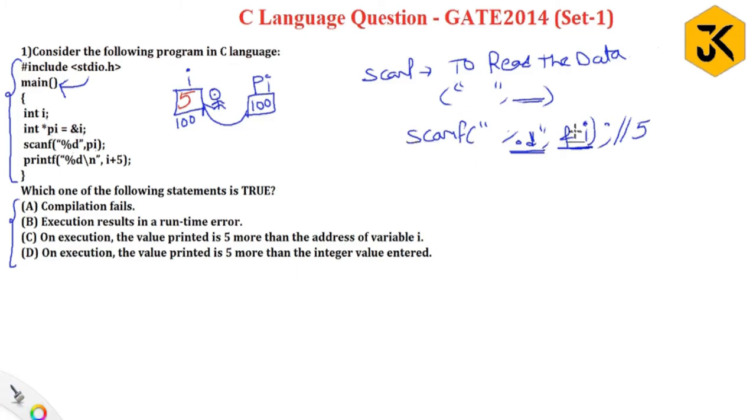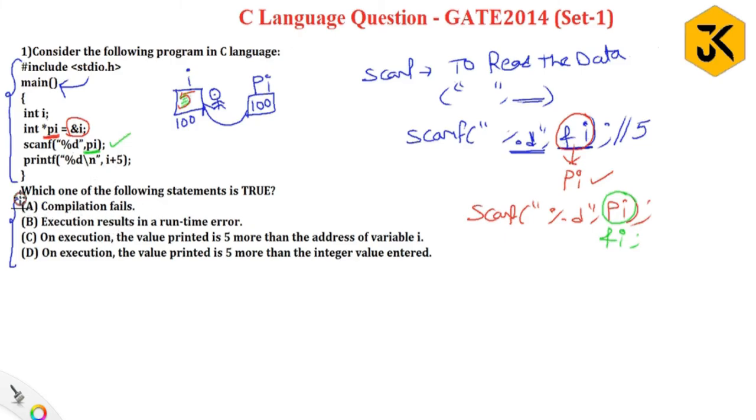Similarly, observe here: this &i is assigned to pi. So instead of &i, can I write pi? Yes, I can write it. That is what they have written, scanf("%d", pi), meaning pi is replaced with &i when it is executing. So there is no problem here, you can pass a pointer variable also. Now immediately they have given printf("%d", i + 5), meaning whatever value is in i will be incremented by 5 directly. Okay, let's see the options.